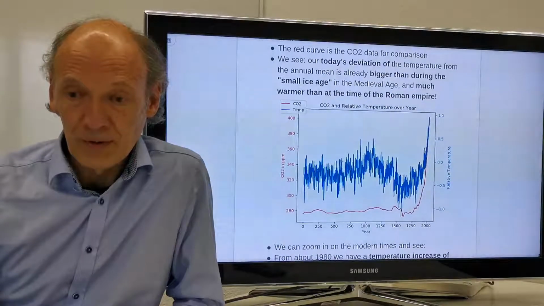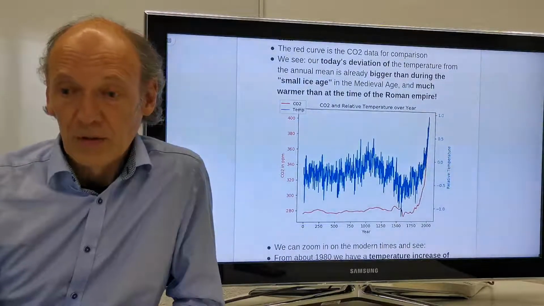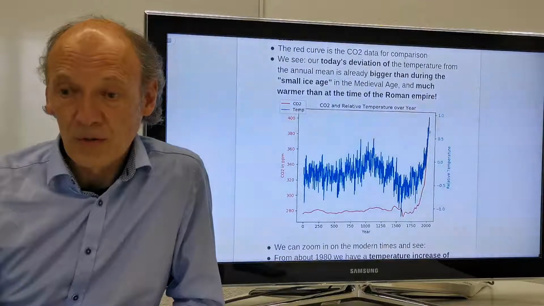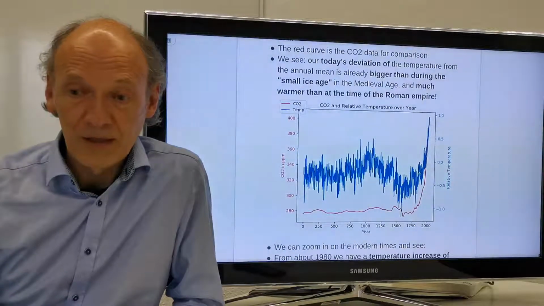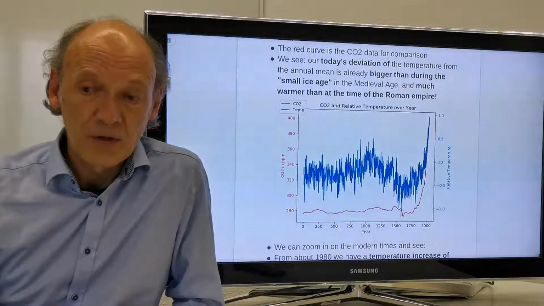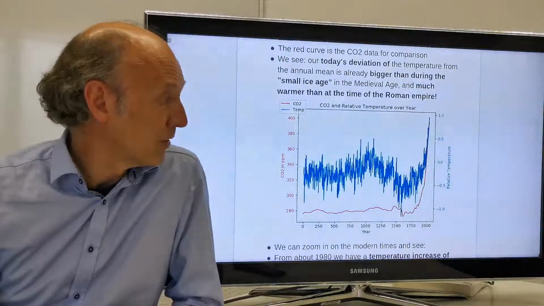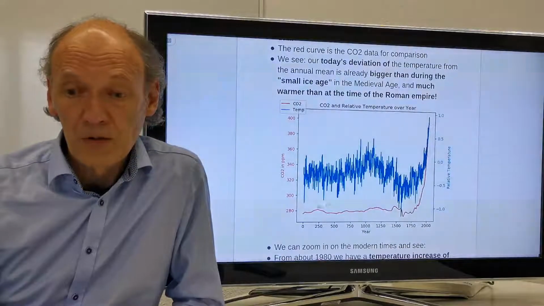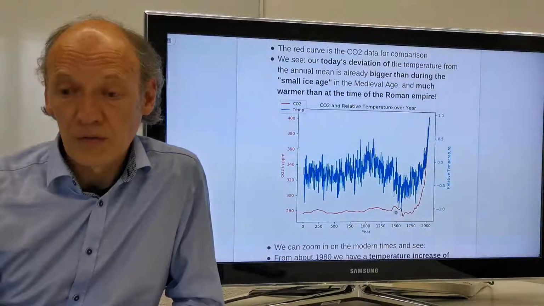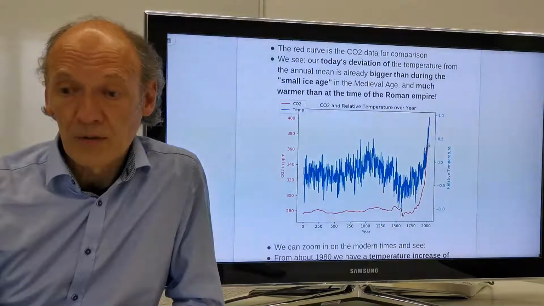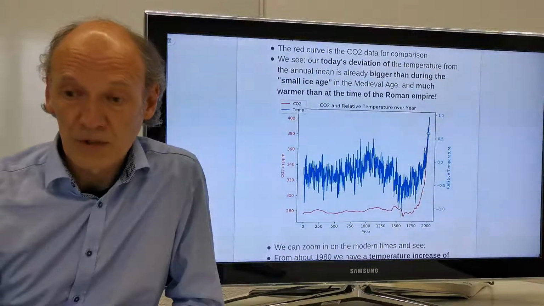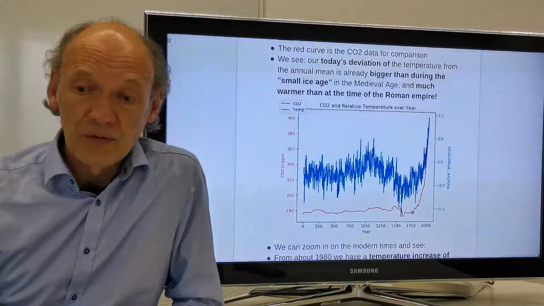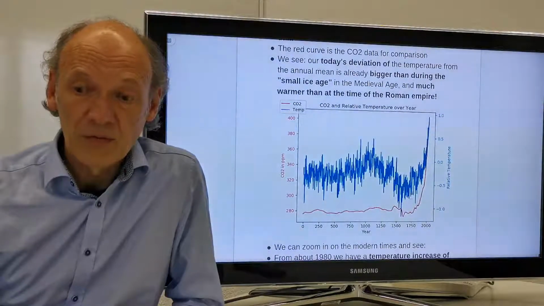So the blue one is the temperature data, and here we can see the data from the more recent times, starting 1880. And you can see there's actually a good fit. So that shows they have a good accuracy. And here you can see the CO2 data, the CO2 plot. And you can see that there's a nice correlation between the CO2 and the temperature, particularly since about 1750, so in the time of the industrialization.